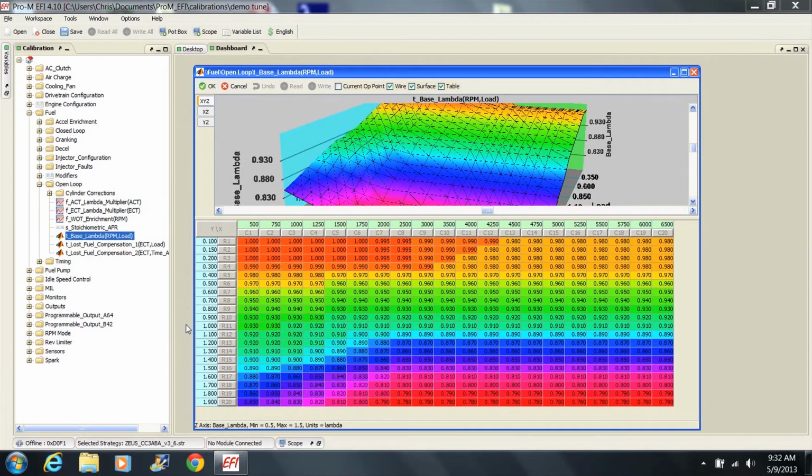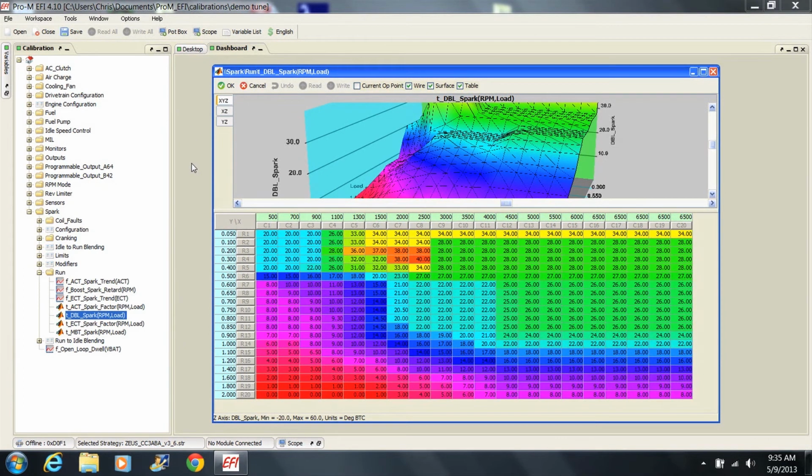using forced induction. The base spark table, DBL spark, is also based on load, and the load values go up to 2. What this means is, just like the fuel table, we can use this spark table for both naturally aspirated and forced induction. Again, a naturally aspirated engine typically will never achieve a load value over about 0.85, and therefore will never use the values over 0.85 load in the table. Only forced induced engines will achieve load values that are higher.